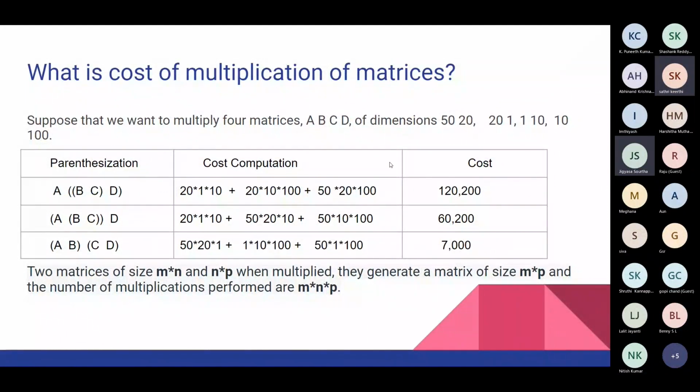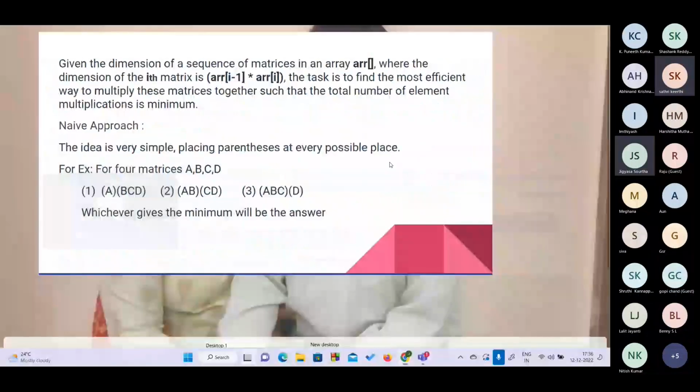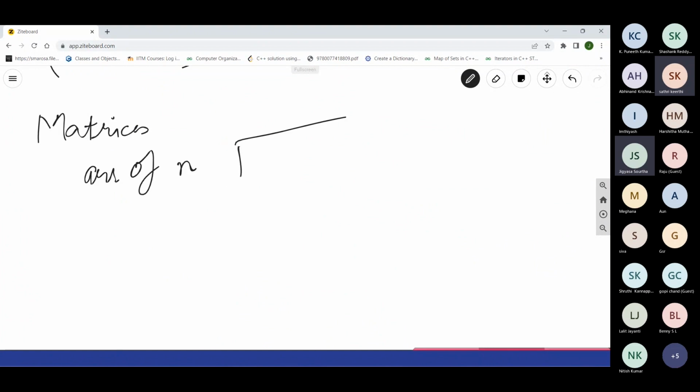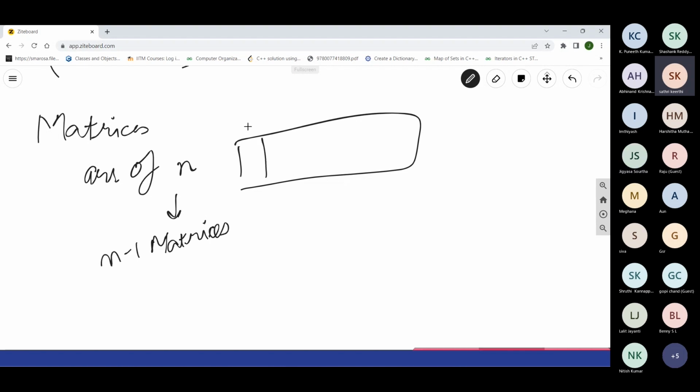So the question is, actually you will be given the matrices in the form of an array. In the sense, if you will be given an array of length n, that will have n minus 1 matrices. Let's say you have an array of size 5, so you will have 4 matrices.